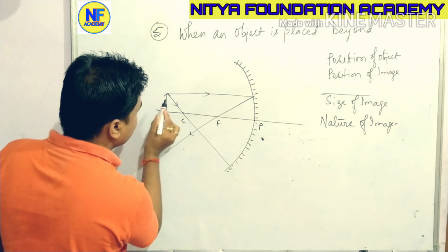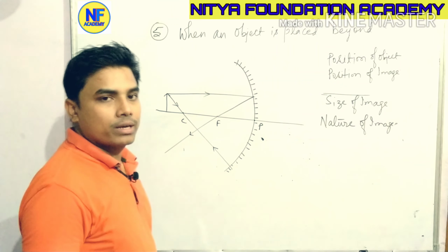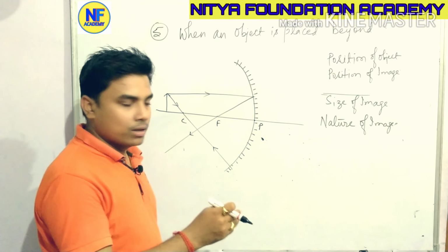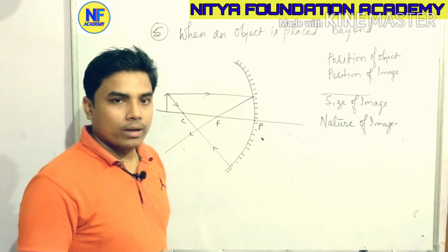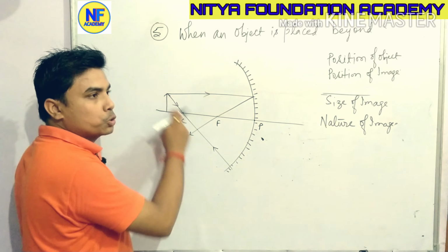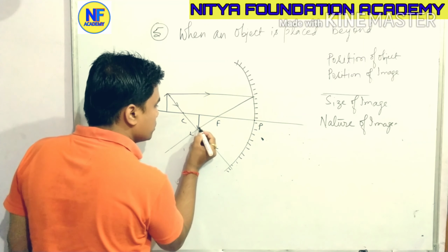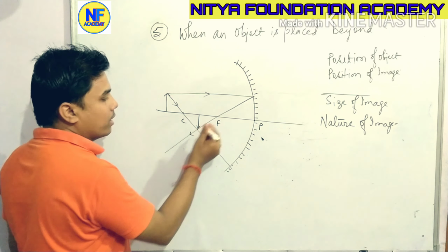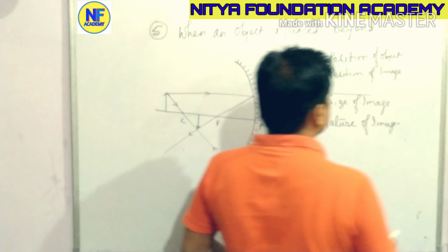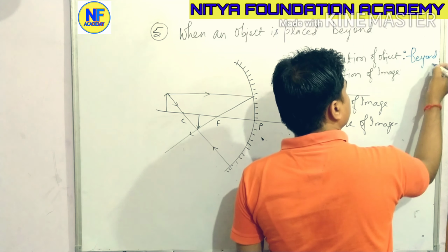And as you know, the ray which is going through the center of curvature just comes back in the same direction, because the center of curvature makes the incident ray angle 90 degrees, and that's why this ray moves in the same direction. So you can see the point where these two reflected rays meet or intersect is between C and F. So we have collected some information: the position of object is beyond C.